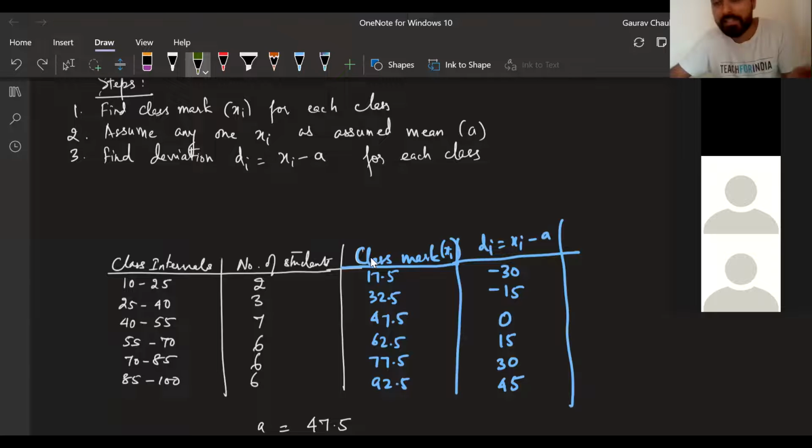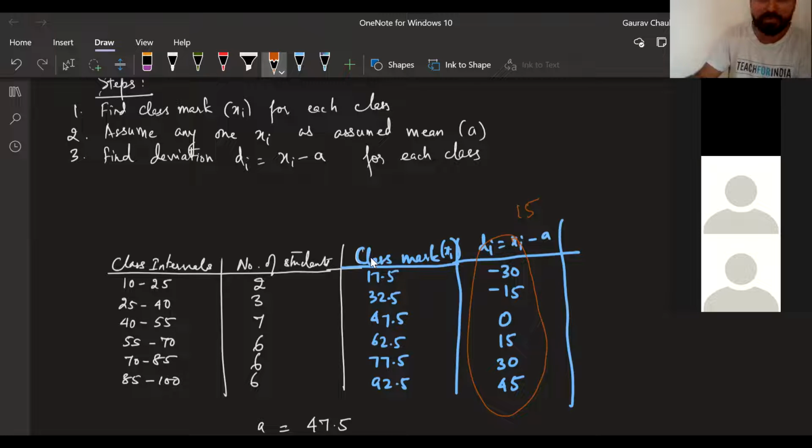Now we're going to make our calculation work a little bit simpler by going one more step further in the table. There's no word in the textbook for it. We want to get, see, all of these numbers. Just notice here, all of these deviations are multiples of 15. Am I right? Multiples of 15, because 15 happens to be the class size here, 10 to 25 is 15. That's why all of these numbers which you're getting as deviations are also multiples of 15.